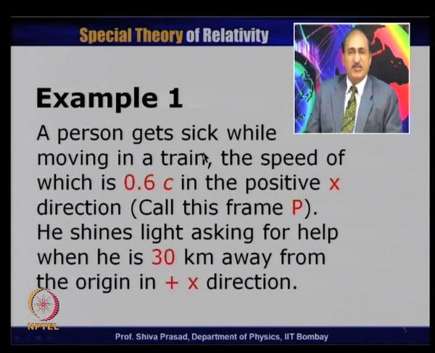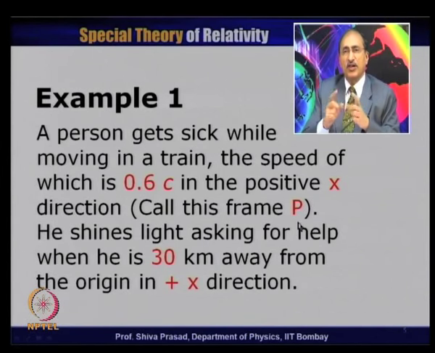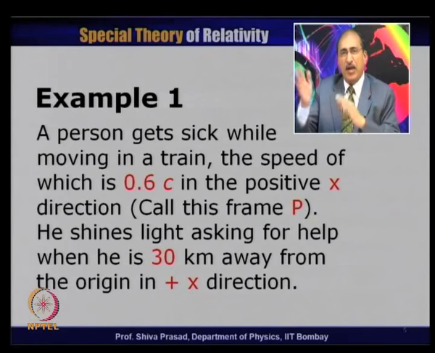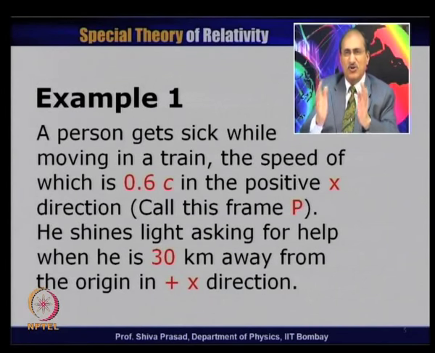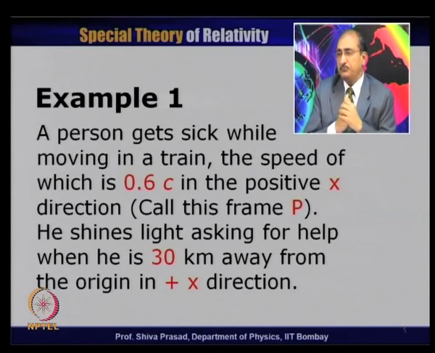So there is a person who has got sick while sitting in a train, and the train is moving with a constant relativistic velocity, 0.6c in the plus x direction, as seen by an observer in a given frame. Let's assume this is the ground frame or Earth's frame, which we also assume to be inertial. I am calling this person's frame the P frame, to make things clearer, because when we talk of S prime, S double prime, things tend to become more involved. So let's put in specific symbols. Because we are talking of persons, I am calling this the P frame.